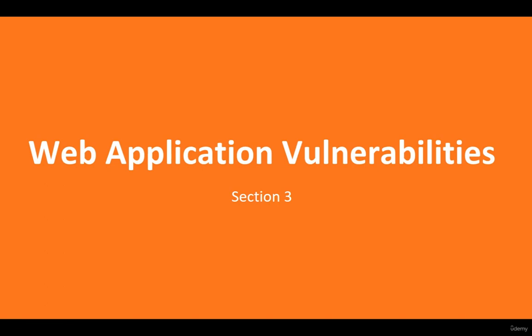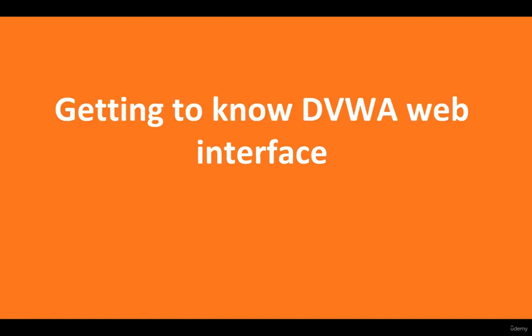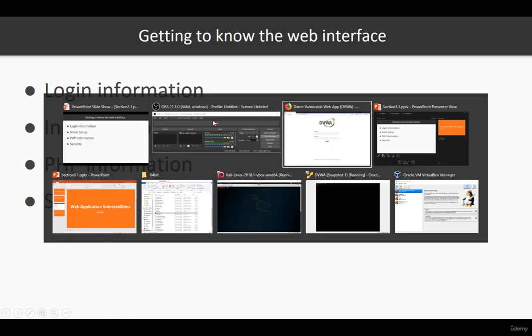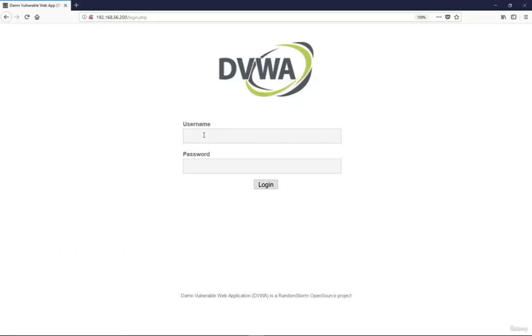In this section, we're going to talk about common web application vulnerabilities. So we're going to start with the first video and talk about DVWA, or Damn Vulnerable Web Application, web interface. There are a few things to consider when we are looking at the web interface of DVWA. So I'm just going to browse to my DVWA, and from there we can go through those few things.